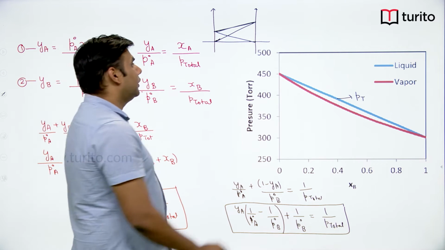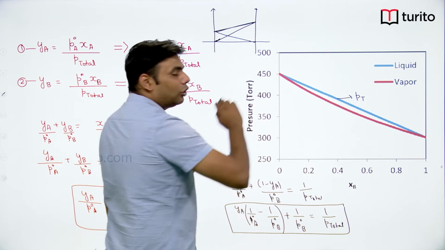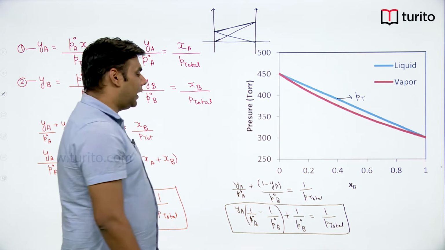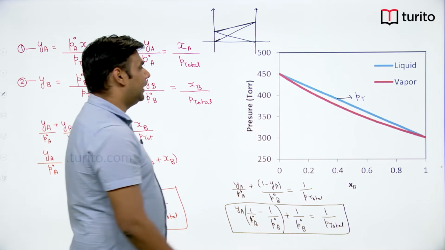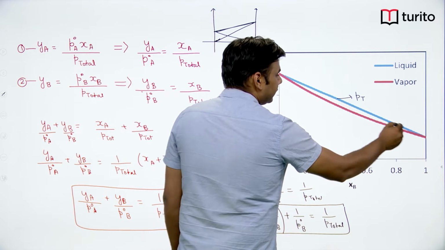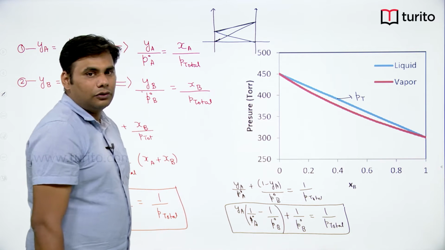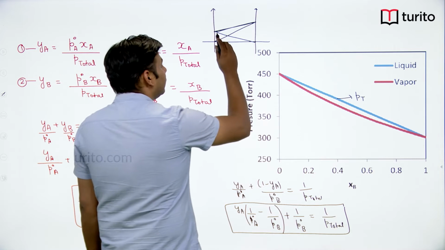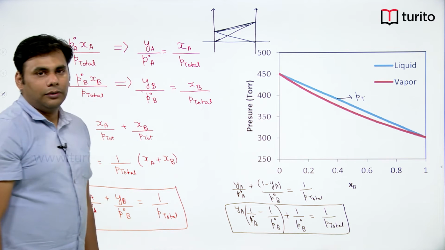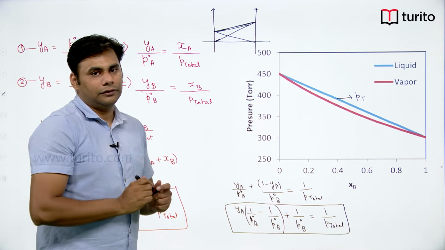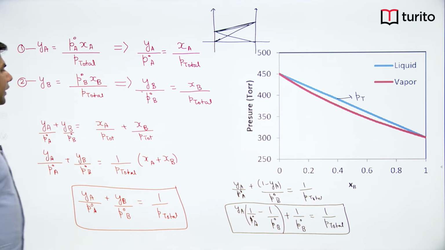Okay, so this is in terms of liquid composition. If you look at the total pressure in terms of vapor composition, then the graph would come something like this. Hope this is clear to everyone. Just using this expression, I am plotting both liquid and vapor together. So just write it down, I will explain the curve again. This is a very important expression.